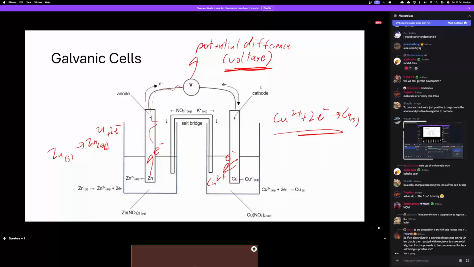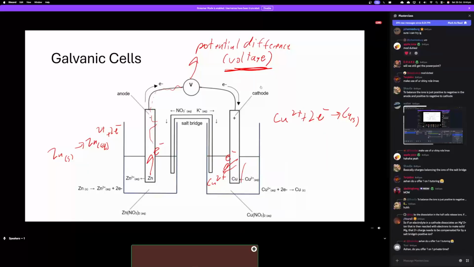So the electrons go into the copper. This is a copper solution. It has copper and some other stuff.